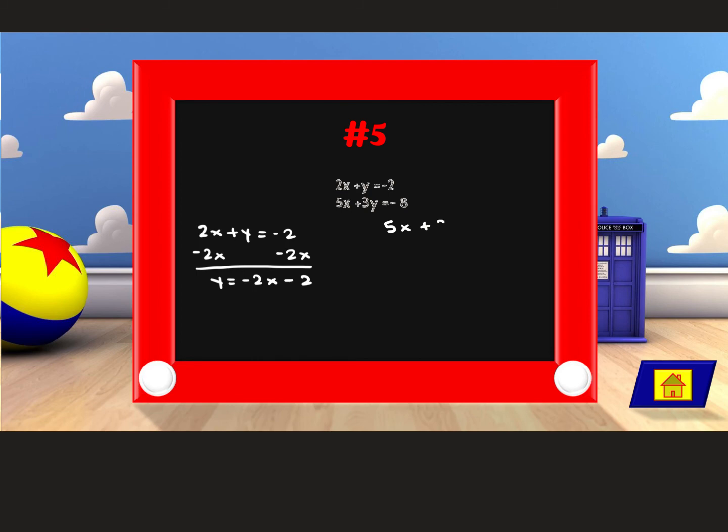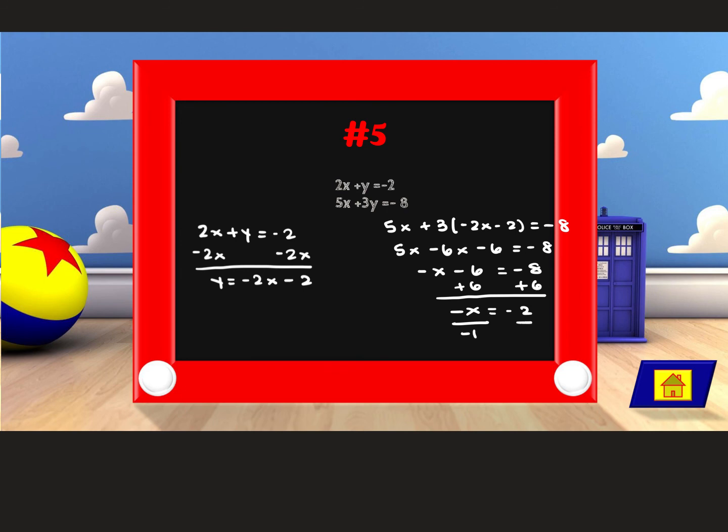So 5x plus 3 times negative 2x minus 2 equals negative 8. 5x, we get 3 times negative 2x, which is negative 6x. Minus 6 is equal to negative 8. 5x minus 6x is a negative x, minus 6, which equals negative 8. Add 6 to both sides. We get negative x is equal to negative 2. Divide both sides by negative 1 because we cannot leave our variable negative. So we have x is equal to 2.